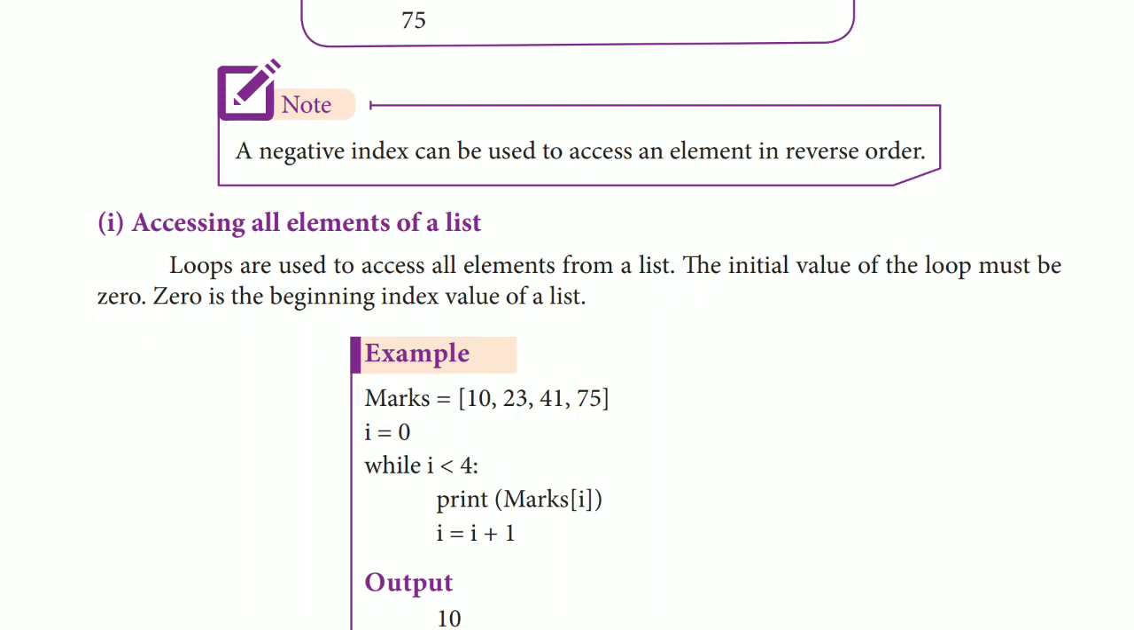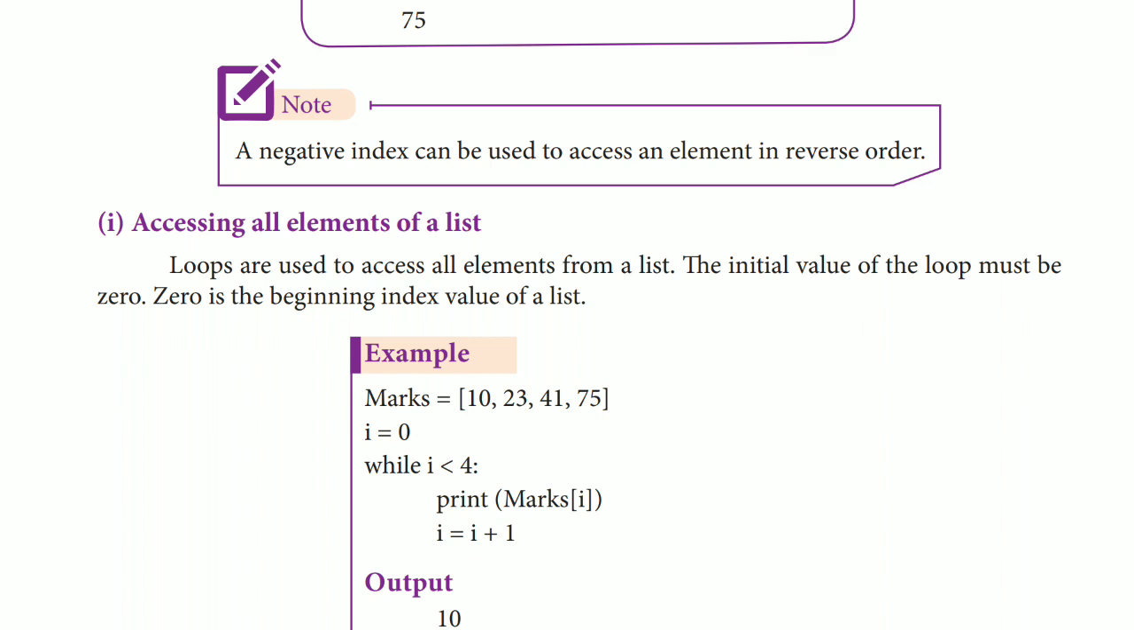Accessing all elements in the list. To access all the elements in the list, you can use looping structures. Loops are used to access all elements from the list. The initial value of the loop must be 0, which is the beginning index value of the list. So you can use a loop.